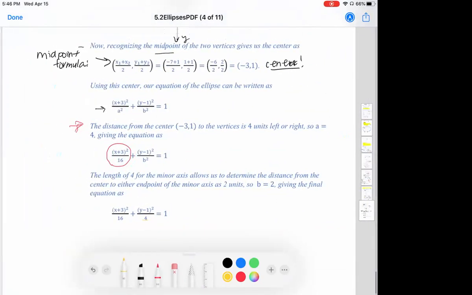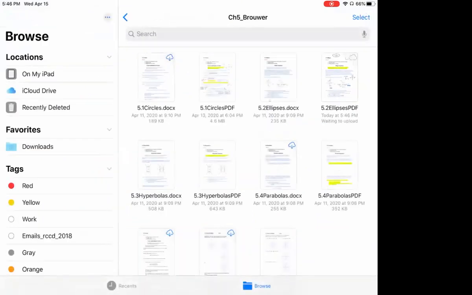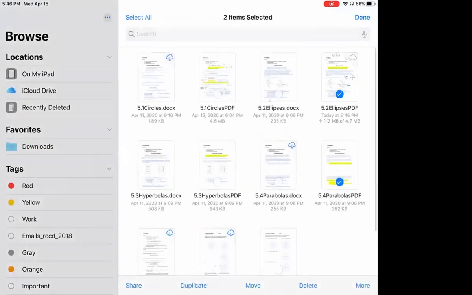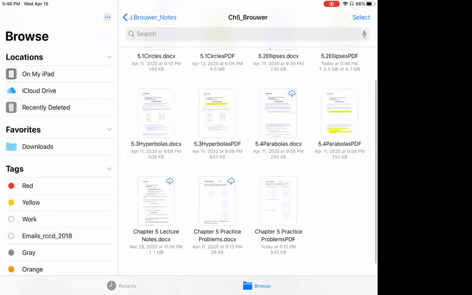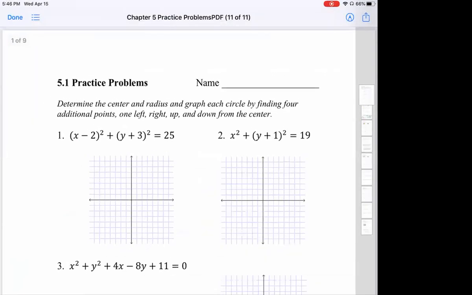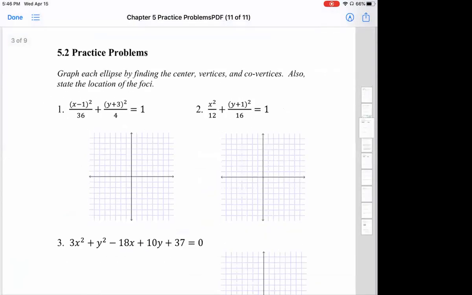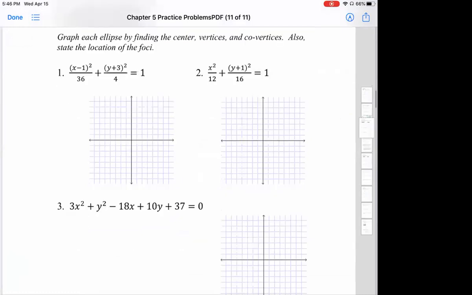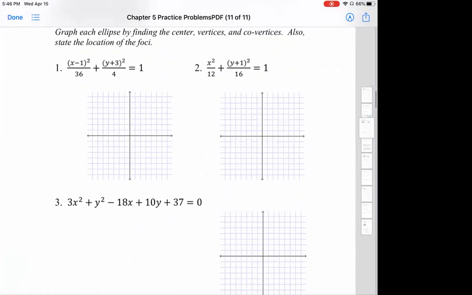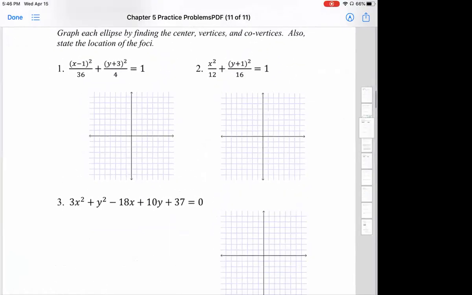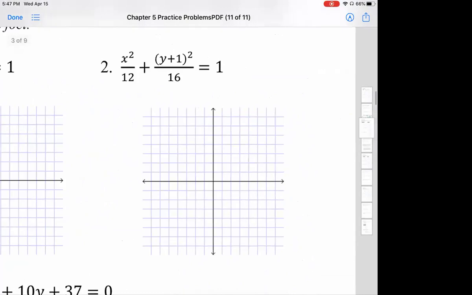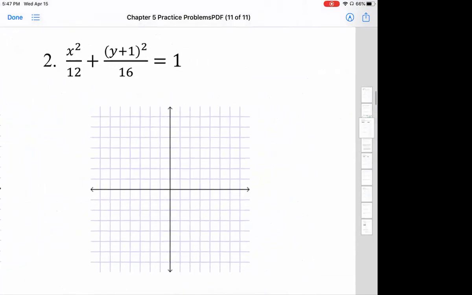And that's it for ellipses. To practice, let's do one of your homework problems. I know all this is so new, so let's take the time to practice it. So this is 5.2. Let's do number 2. It's number 2 from your homework. It's not one you have on the back of your book. Let's go ahead and graph 2.